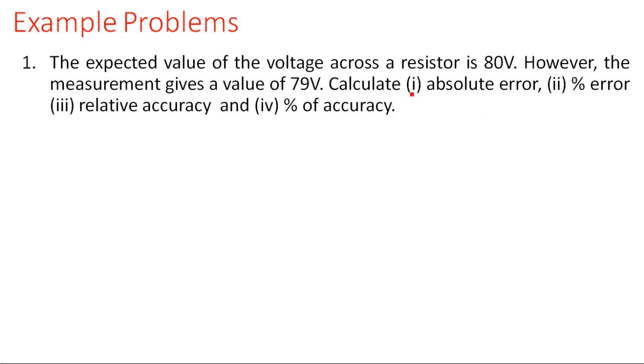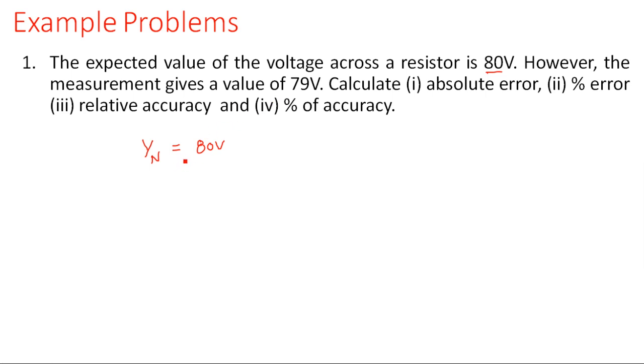What is the given problem? Let us see. The expected value of the voltage across a resistor is 80 volts. Expected value is given. What is the notation for the expected value? We have taken it as Yn. Yn is equal to 80 volts. However, the measurement gives a value of 79 volts. That means after performing the experiment, we have got the value 79.